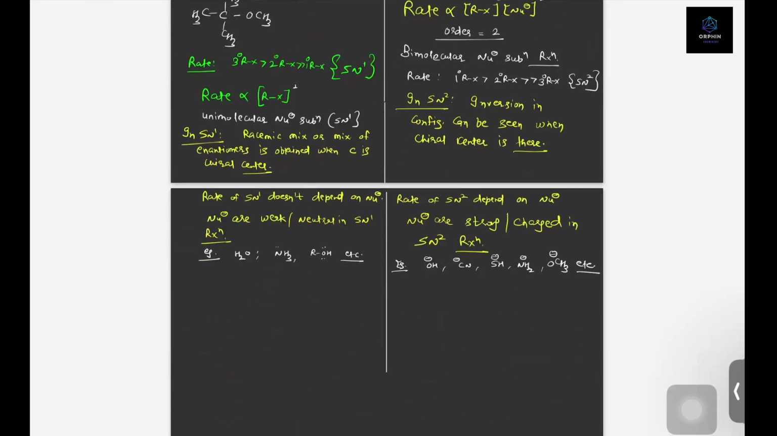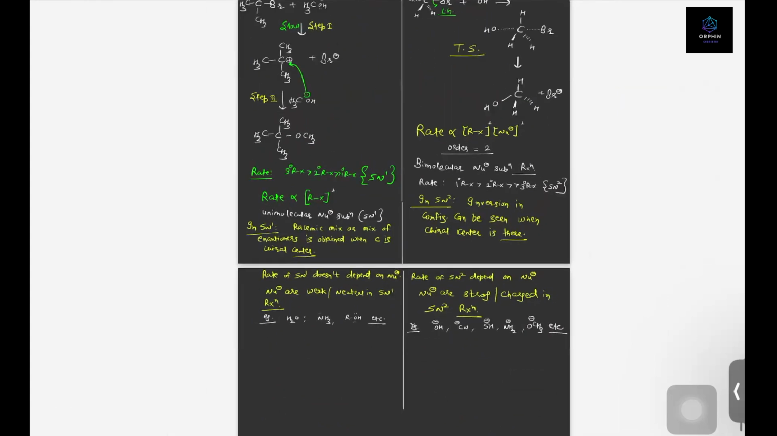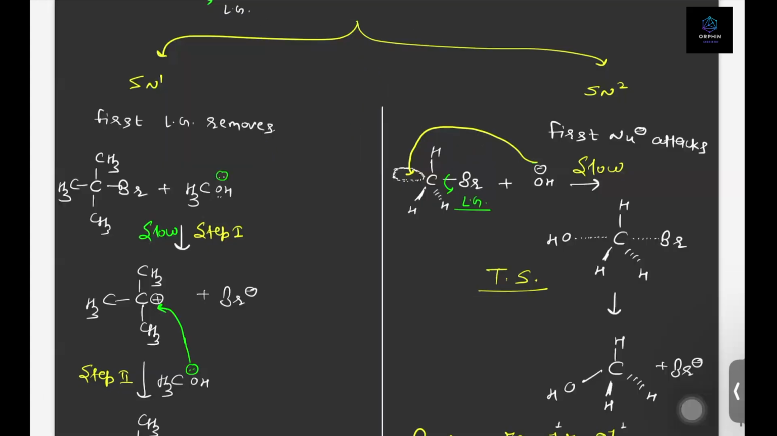Now the third point I have to talk about is the leaving group. If the leaving group is stronger in the case of SN1, will the rate be high or low? It will be faster. And what about SN2? Faster as well.